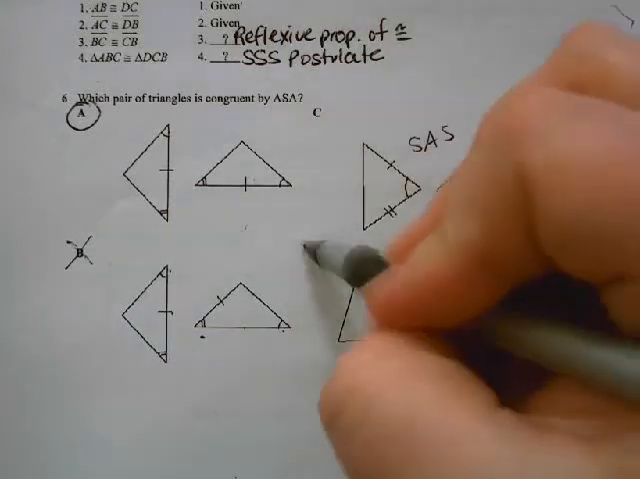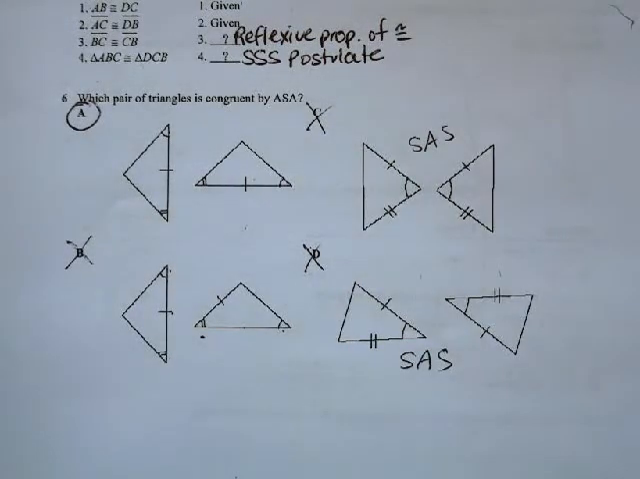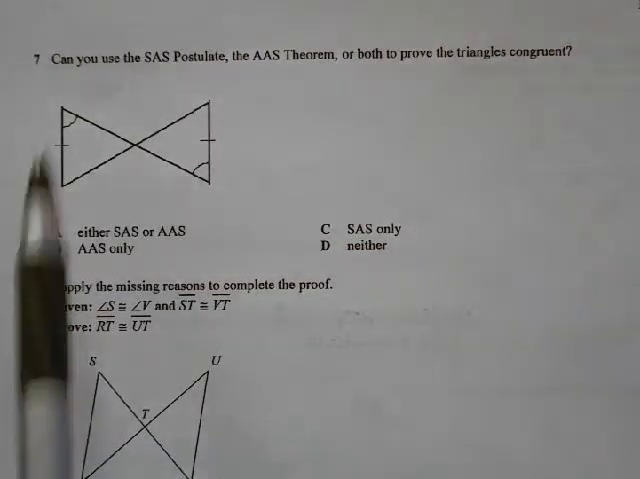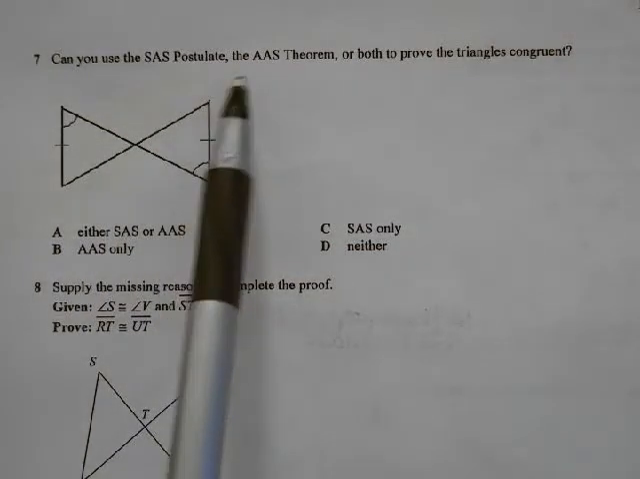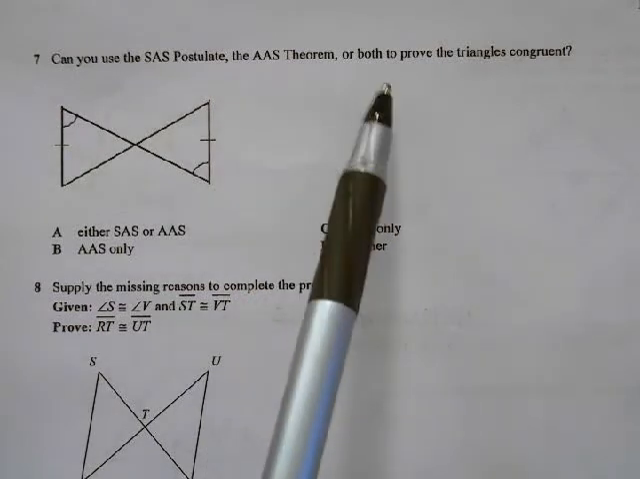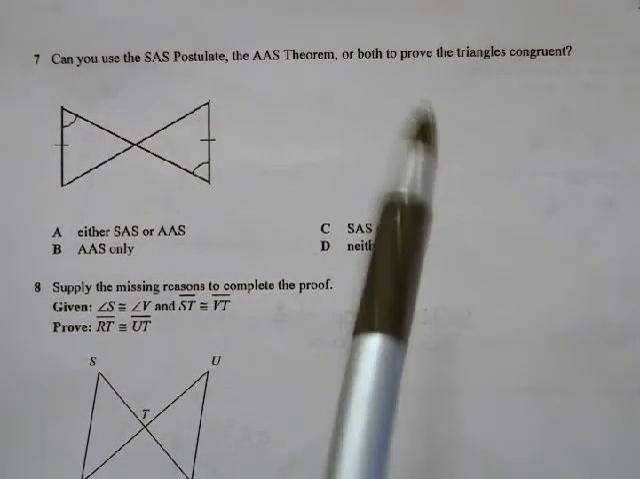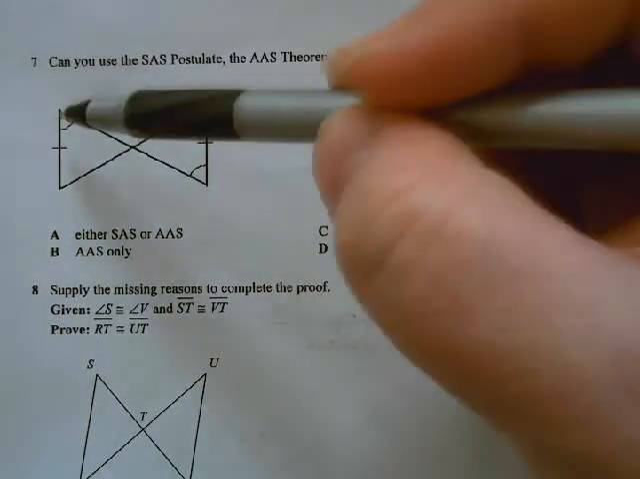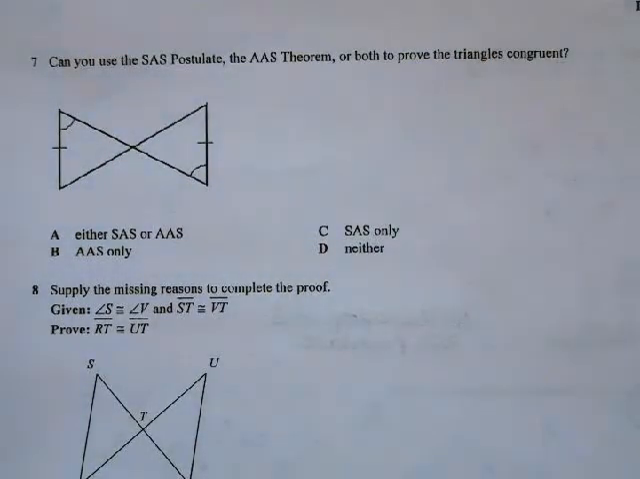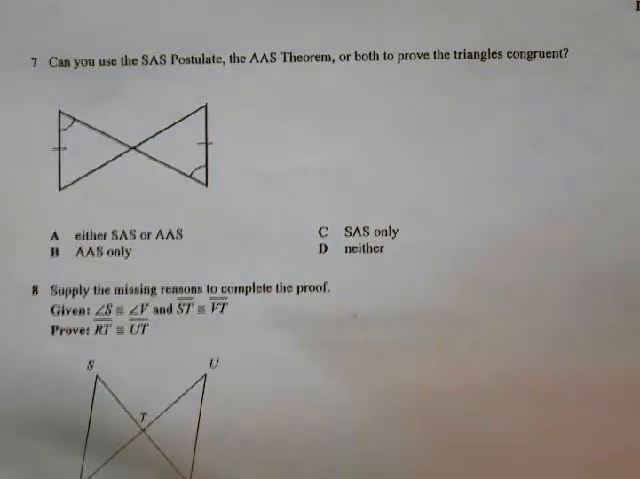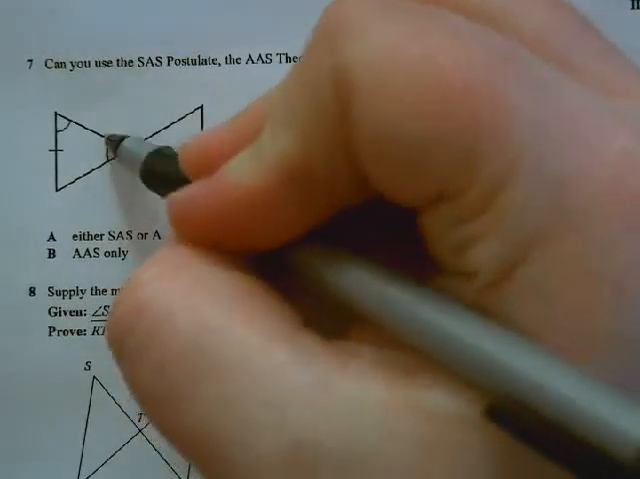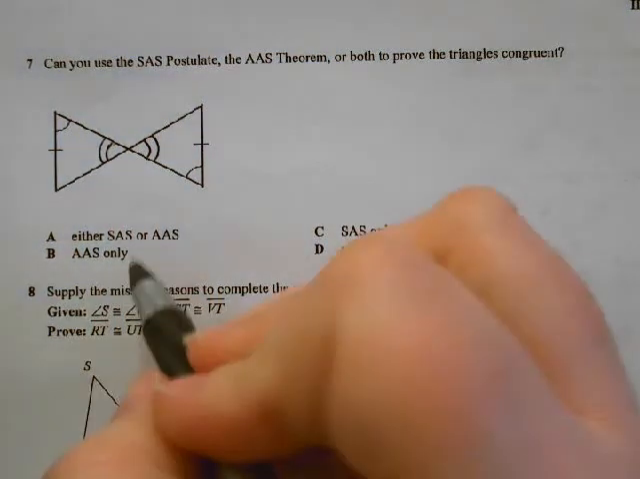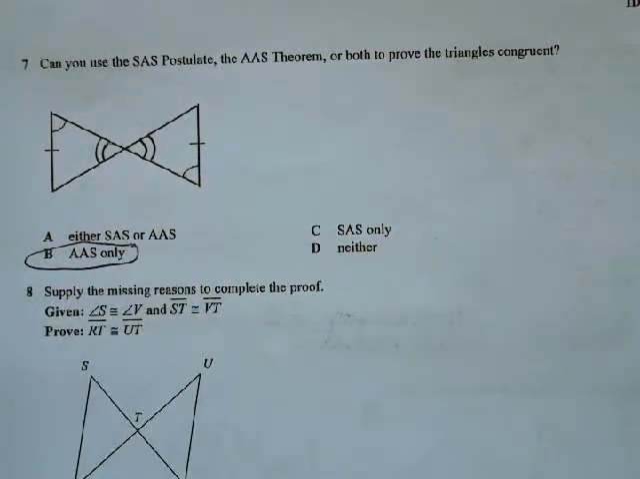Number 7, can you use the side angle side postulate, the angle angle side theorem, or both to prove the triangles congruent? So we're looking at what they're giving us right now. We have one set of sides congruent and one set of angles. We don't see any parallel lines marked. But we should recognize that we have a set of vertical angles. And so with this, I would say we know angle, angle, side. We don't know anything else about the side lengths. They didn't tell us anything about midpoints or anything like that.